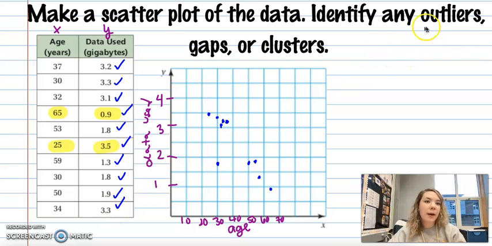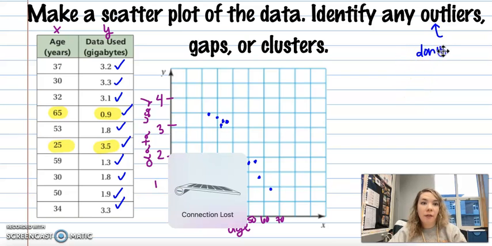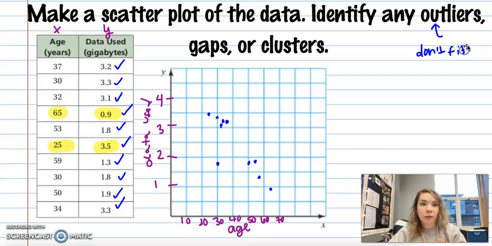Okay, now let's talk about outliers. Outliers are pieces of data that don't fit. They're kind of all off on their own. Okay, they don't fit. So I would say an outlier will be this point way off by itself right here.